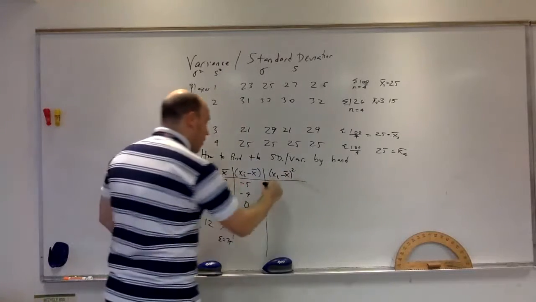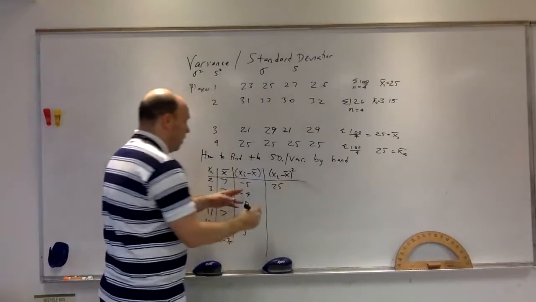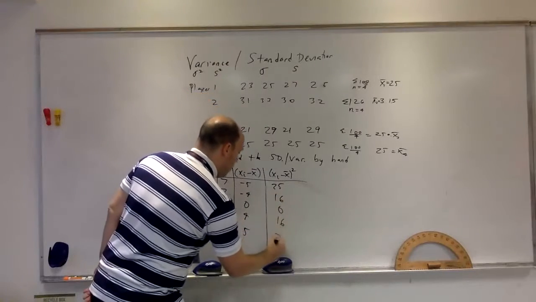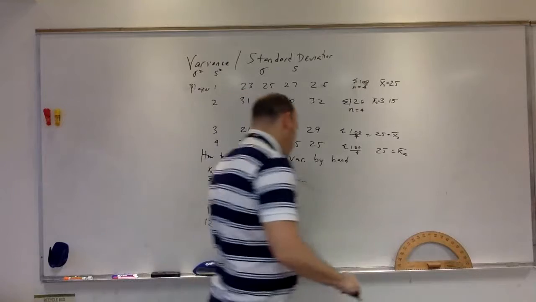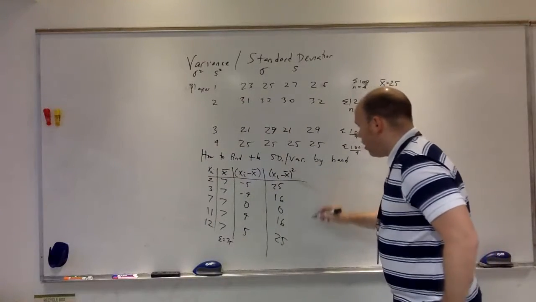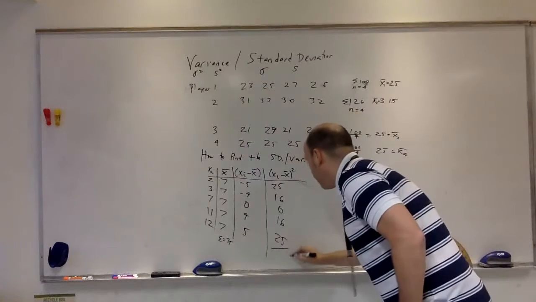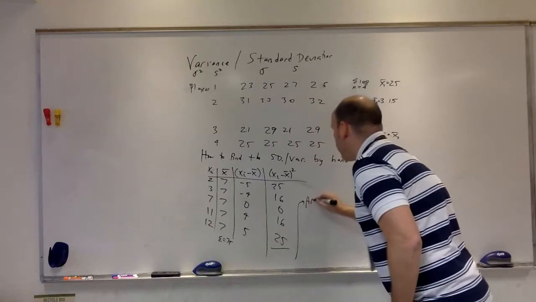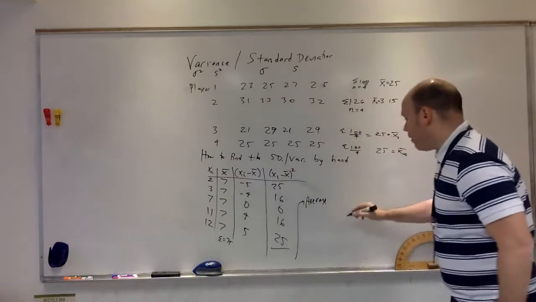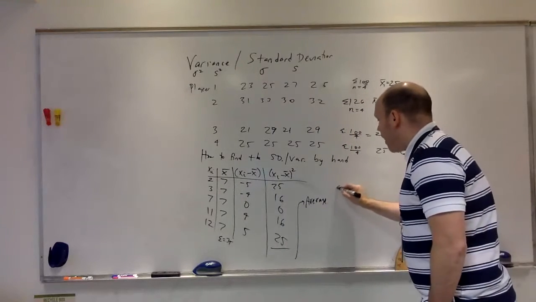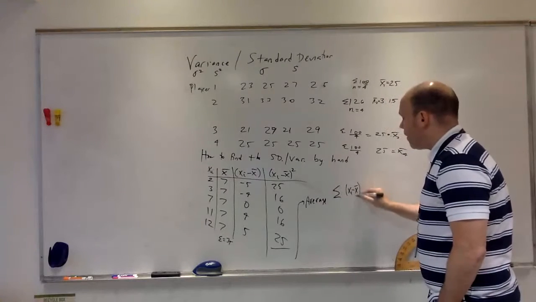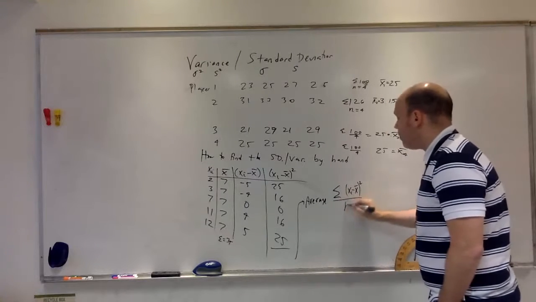So what's negative 5 squared? 25. Negative 4 squared, 16, 0, 16, 25. Finally, find the average. What's the average? So find the average. And so you're going to find the average of the distances from the center squared.